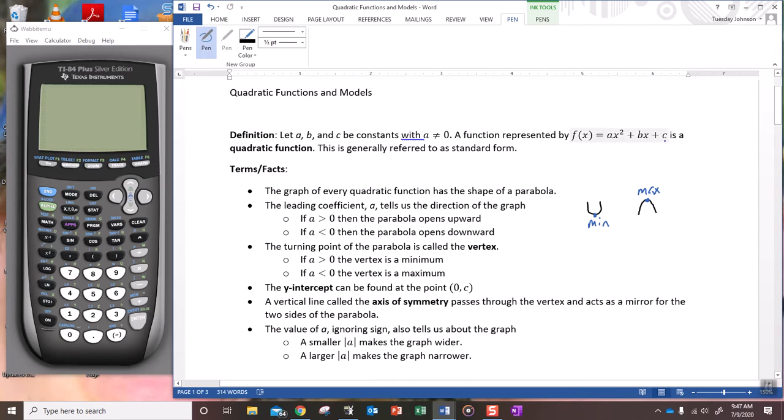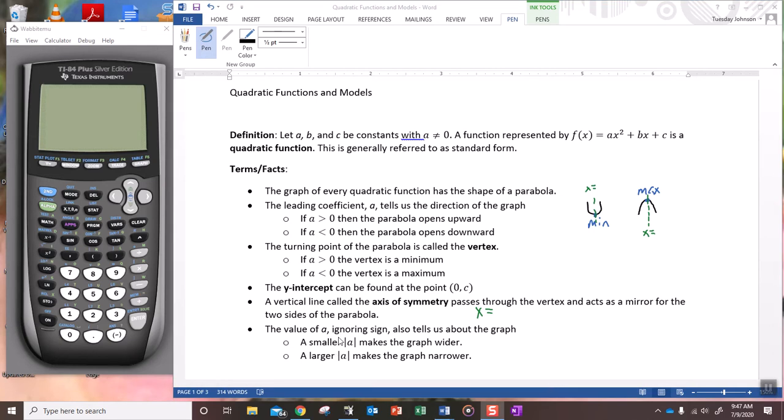The y-intercept can be found at the point (0, c), because when x is 0, 0 squared is 0, 0 times a is 0, plus b times 0 is 0. All I'm left with is c. So we know the y-intercept. And there's a vertical line called the axis of symmetry that passes through the vertex. Since it's a vertical line, it will have the equation of a vertical line, of the form x equals. And it acts as a mirror, so the left side of the parabola should be exactly the same width, the same dimensions as the right side.